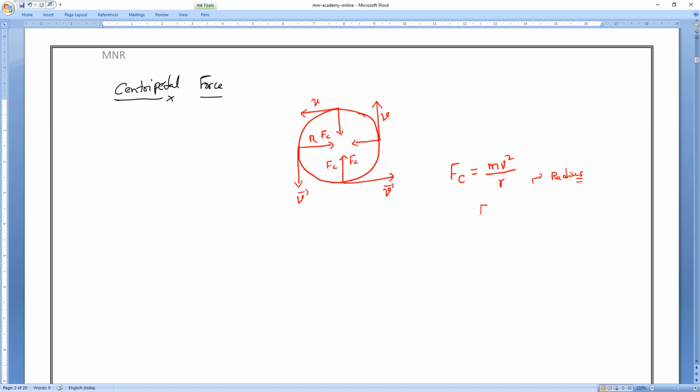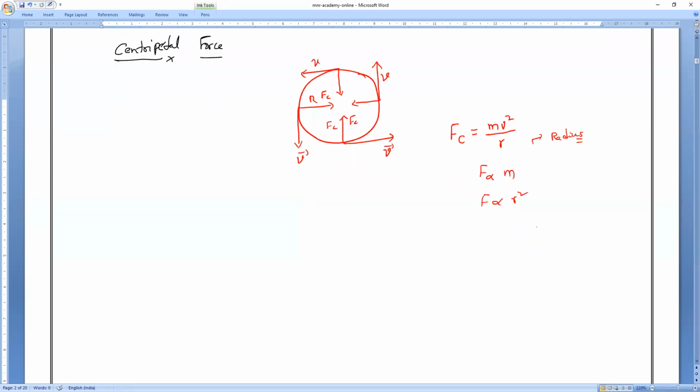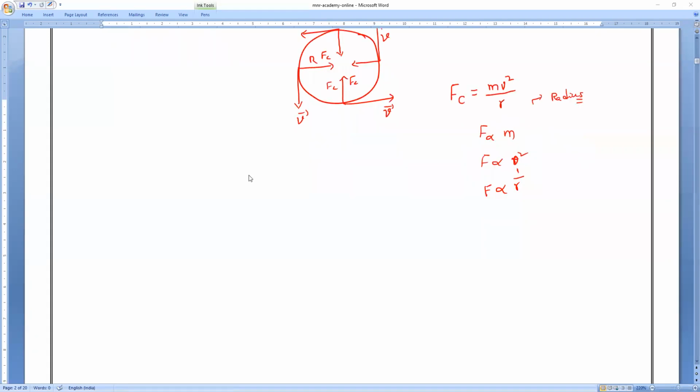So the centripetal force depends on three factors. One is the mass of the body, second is the square of the magnitude of velocity, and it also depends on the radius. It is inversely proportional to the radius. Now, as I told you, I will teach you how to find how many times it increases.